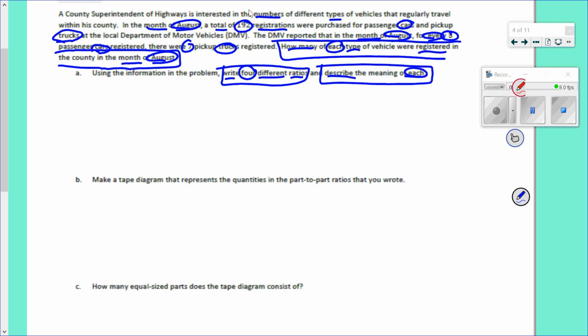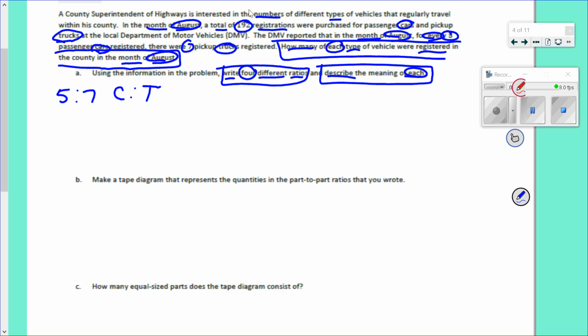Okay, 5. What would the 2 come from? Okay, 5 to 7. What are those? What's the 5? Cars. What's the 7? Awesome. So 5 to 7, that's comparing cars to trucks. Did I do what we just said? Did I write one ratio and describe the meaning? Yeah. So what's another ratio I can use?